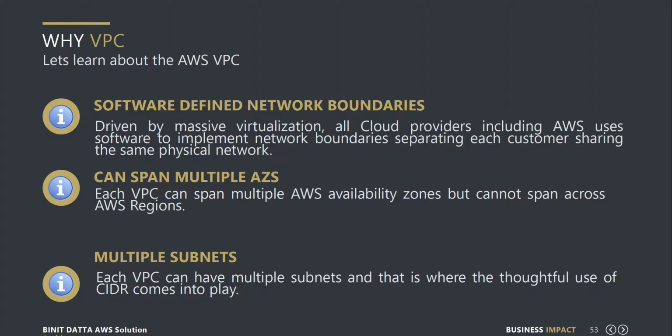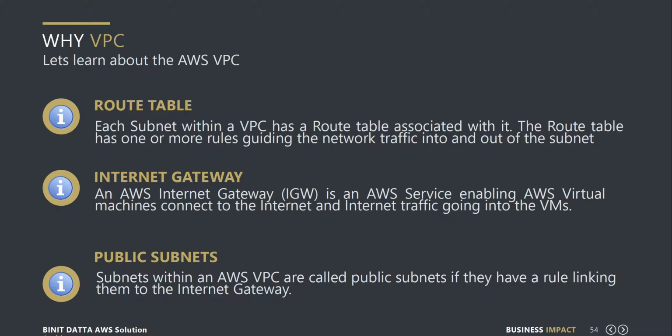Can span multiple availability zones. Each VPC can span multiple AWS availability zones but cannot span across AWS regions. Multiple subnets: each VPC can have multiple subnets, as we talked about earlier. That is where the thoughtful use of CIDR comes into play. Route table: each subnet within a VPC has a route table associated with it. The route table has one or more rules guiding the network traffic into and out of the subnet. So route table is one AWS object that we will create.